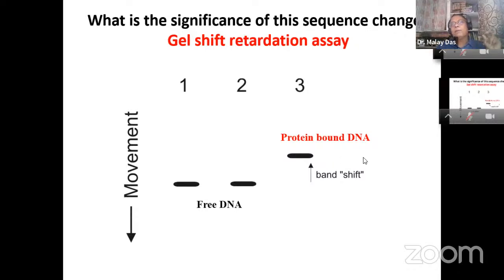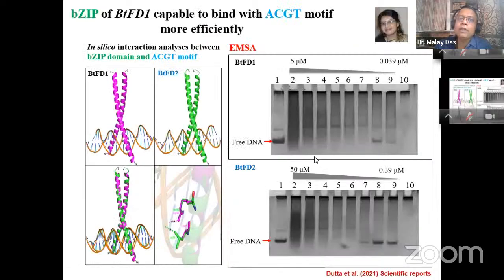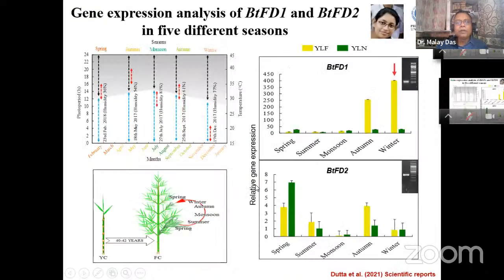And in this case, we have two BZIP domains. One we got from FD1, another one we got from FD2, and we have the same ACGT in both cases. Our hypothesis from the bioinformatic analysis is that FD2 will bind with lesser affinity to ACGT than FD1. And indeed, when we did this gel shift retardation assay, this prediction was validated. We could see that BTFD1 could bind to ACGT with 10 times higher affinity than BTFD2. Then we also wanted to know more about the importance of BTFD1 in inducing flowering.